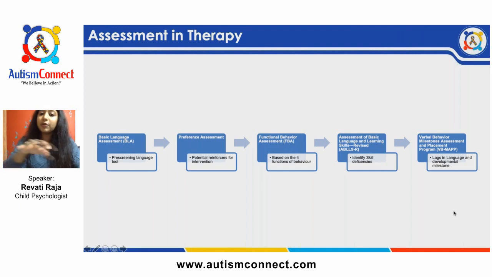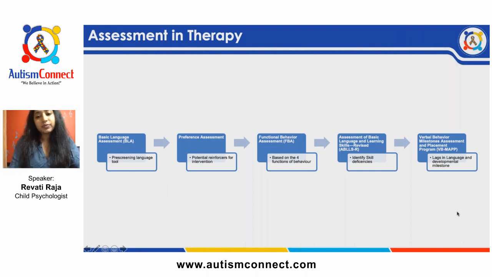So the basic language assessment is the one that is used as a pre-screening tool. I will talk about each of these further, but let me just go through what I'm going to be talking about first. I'll also be talking about the preference assessment, which tells you about the potential reinforcers for intervention while you're working with the children. The functional behavioral assessment is the third assessment. This one helps us understand what the core functions of behavior are that might be causing or sustaining a particular behavior, and therefore what kind of intervention would work best for that particular child.